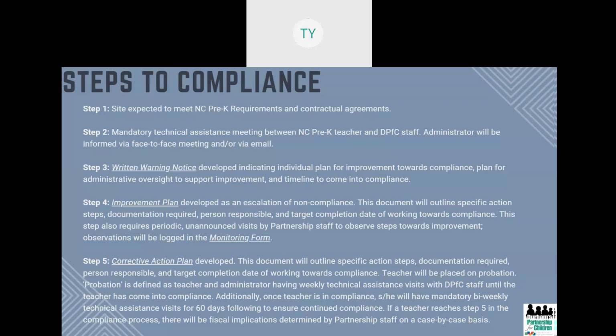If you reach step 5 in the compliance process, like I mentioned earlier, this process will be used to determine if your eligibility for an NC Pre-K contract is jeopardized. This is the point at which that would be considered. There may be fiscal implications determined by partnership staff on a case-by-case basis.